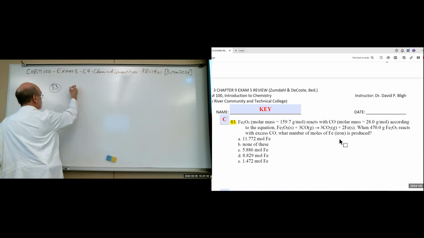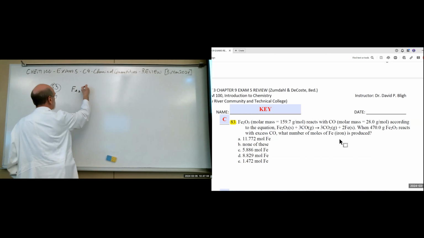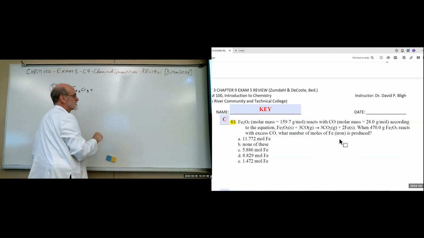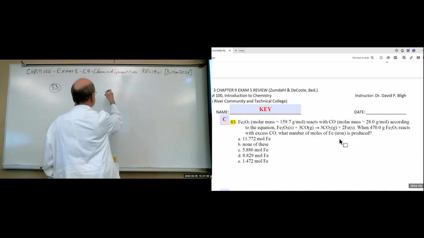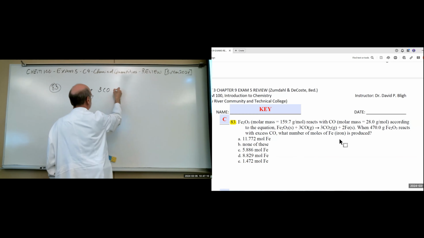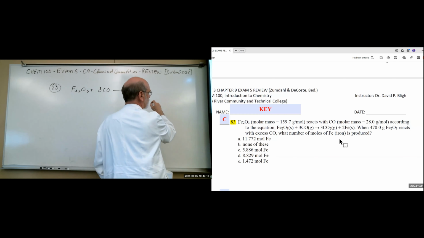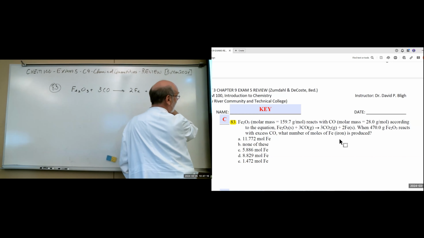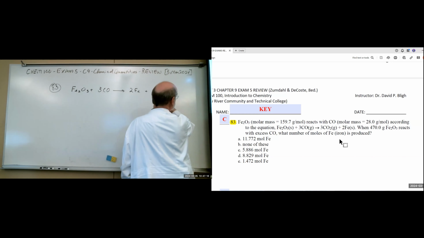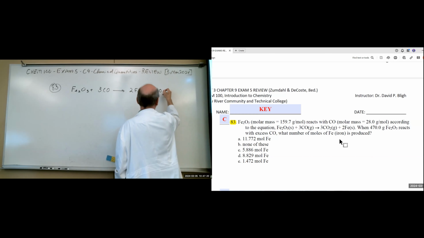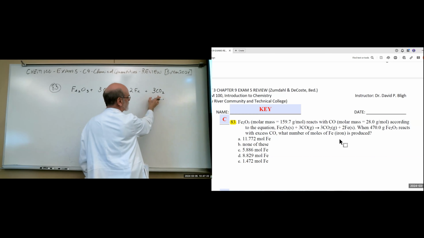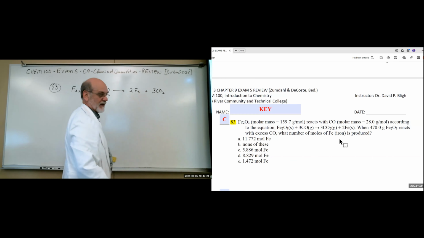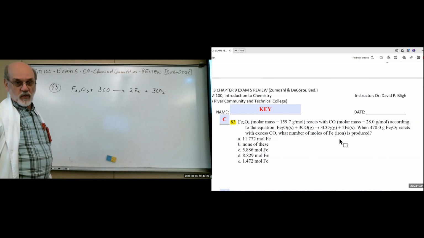All right, let's get the equation up here. Fe2O3 plus carbon monoxide yields 2 iron plus 3 CO2. I got those out of order. They put CO2 first, I put iron. But the problem still works.